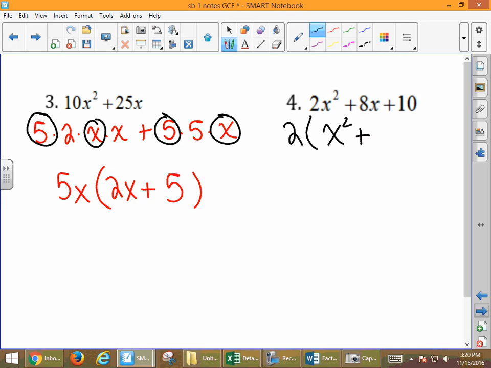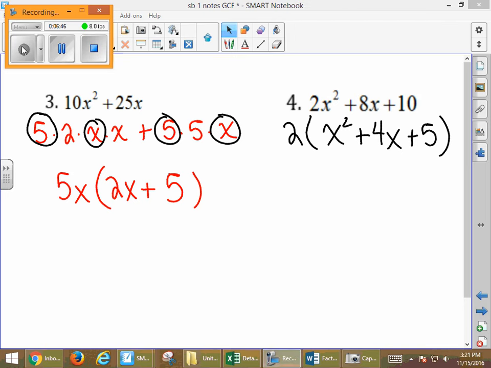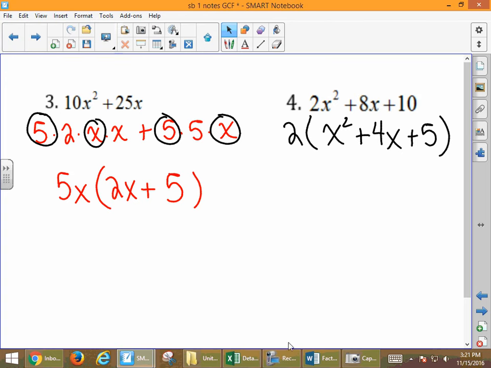So 2 divided by 2 is 1, x squared. 8 divided by 2 is 4x. And 10 divided by 2 is 5. Turns out, on problem number 4, that we actually can do more to that problem, which will be coming soon. We can factor more, but today I simply want to look at factoring the greatest common factor.